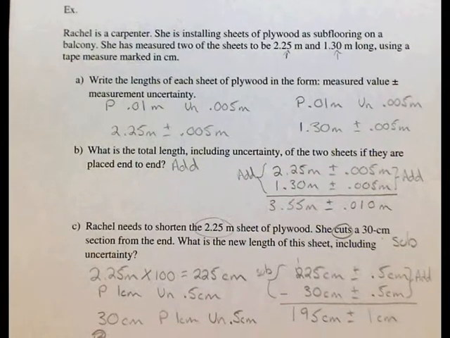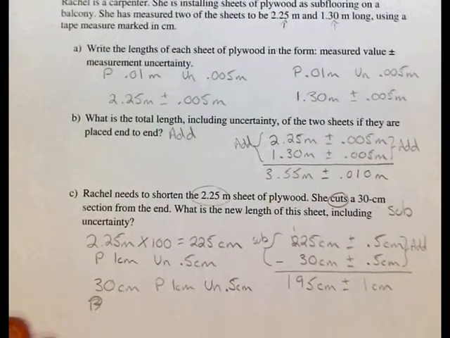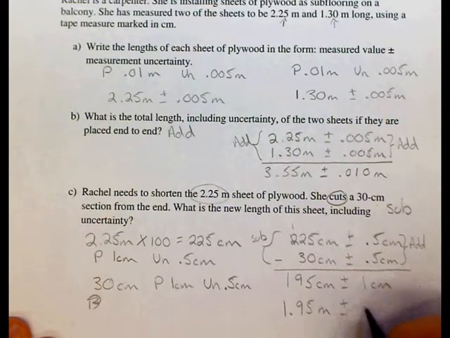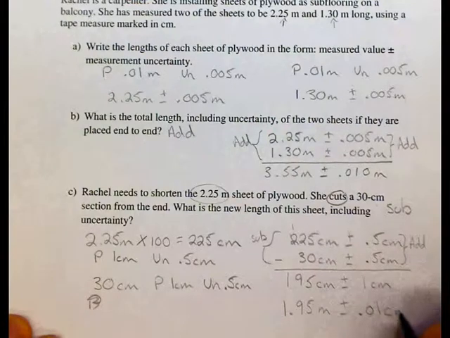If I wanted to, I could convert this back to meters. And of course that would be simply dividing. So this could also be written as 1.95 meters plus or minus 0.01 meters.